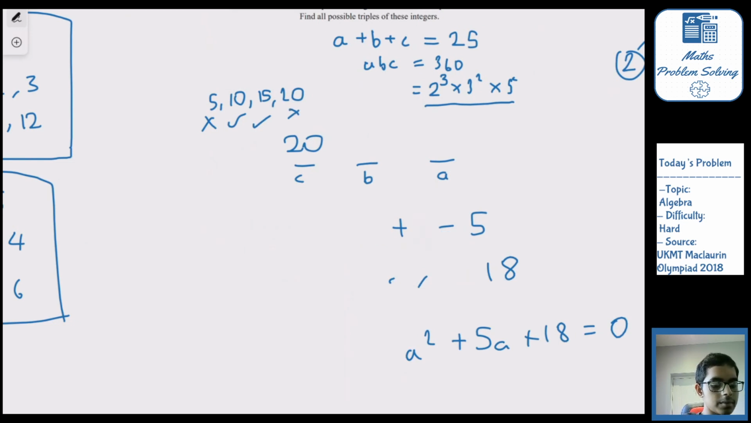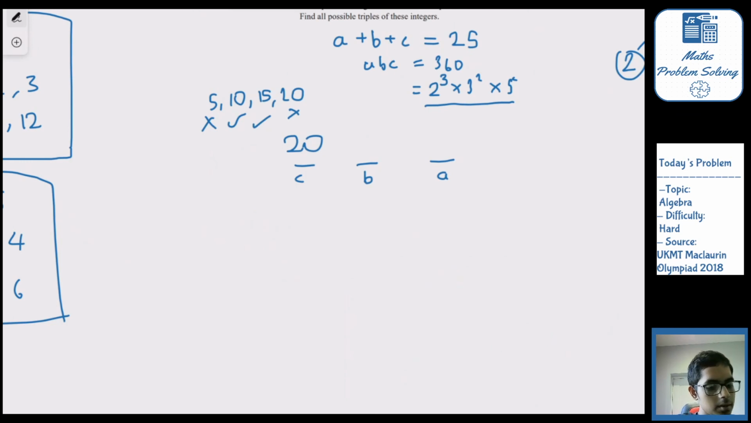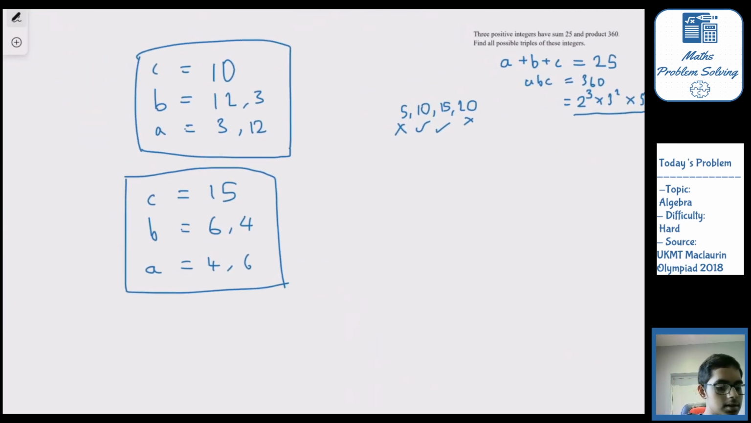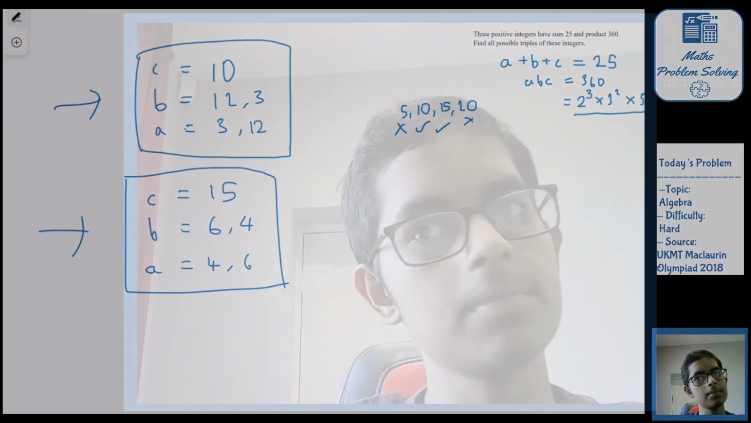So yeah, that's basically the end of the question. Remember, all of these possible numbers have to be either 5, 10, 15 or 20. And we've gone through all of them, and the only ones which give integer solutions are these two. This one over here and this one over here. So there are 4 possible value sets over here. And yeah, that's the end of the question.